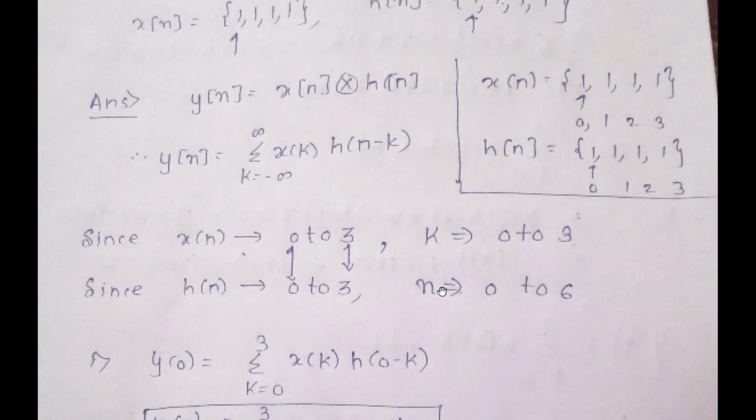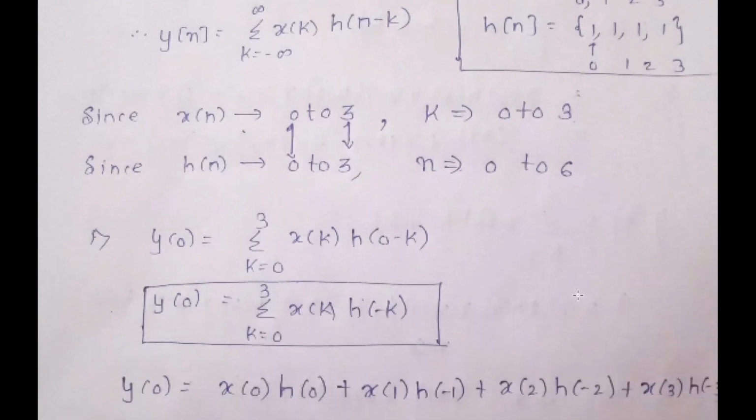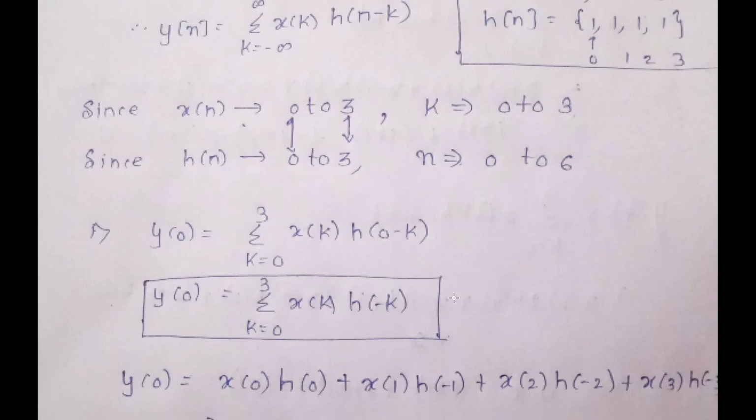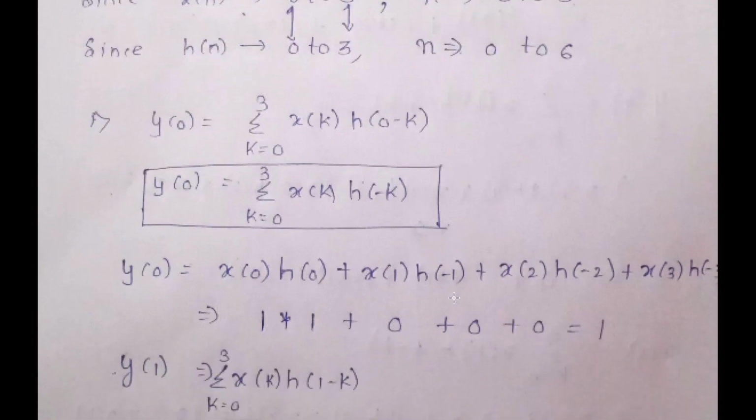That is 0 plus 0 is 0 and 3 plus 3 is 6. Then it is a very simple substitution. We'll first find out the value of y of 0, then y of 1, y of 2, y of 3 till y of 6. So put the value of n as 0 and put the value of k as 0 to 3. Then just substitute the values and try to find out the answer.